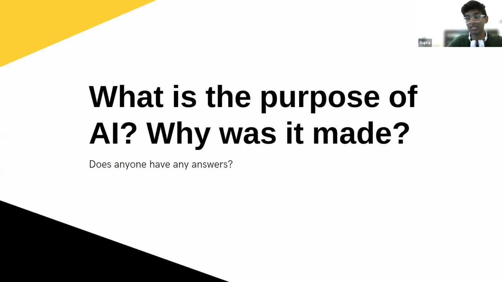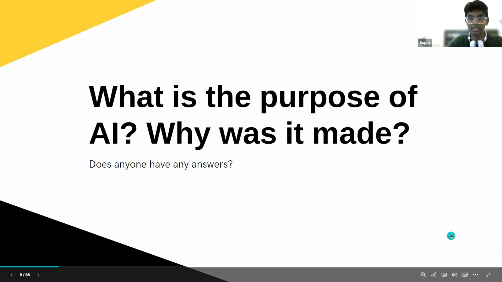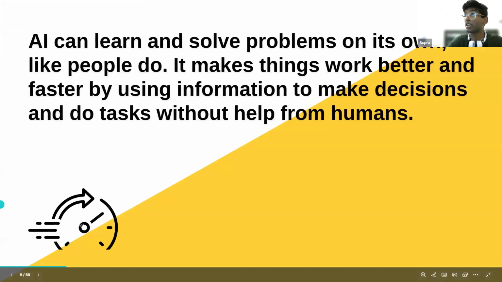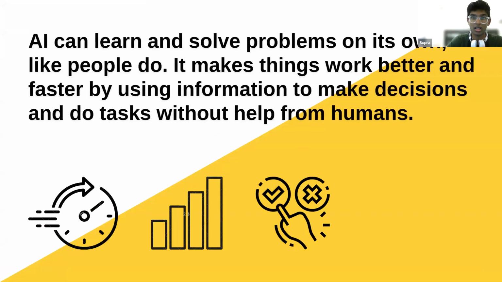So AI can learn and solve problems on its own, like people do. It makes things work better and faster by using information to make decisions. And it can do tasks without help from humans. That's its purpose. So, for example, if you go online to find an AI like ChatGPT, all of you have heard of ChatGPT, right? Yes.